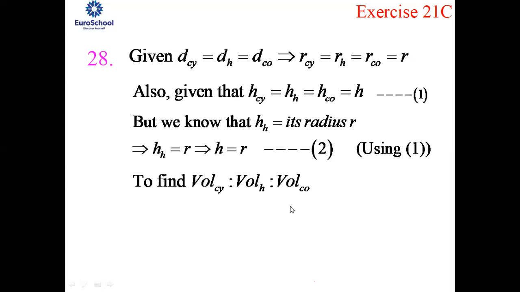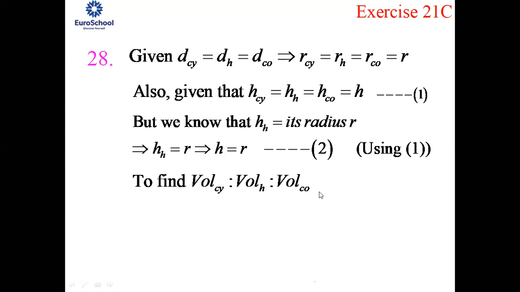Now what is the formula for volume of cylinder? Pi r square h. Volume of hemisphere? 2 by 3 pi r cube. Okay, volume of cone? 1 by 3 pi r square h.